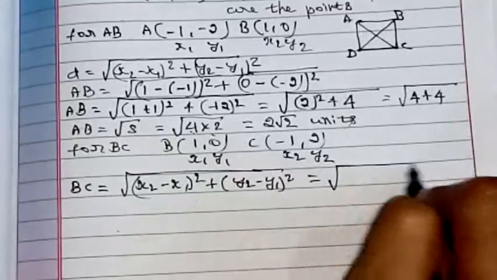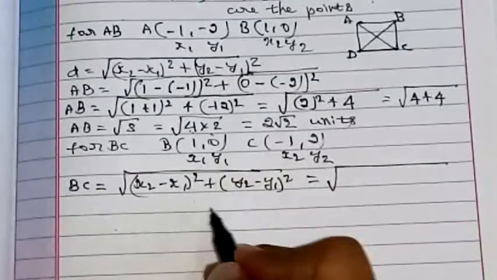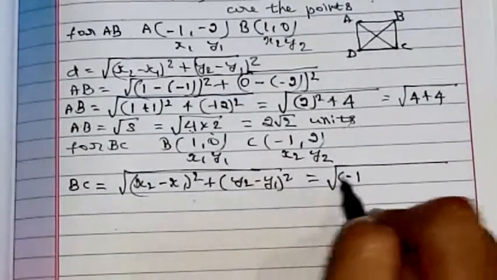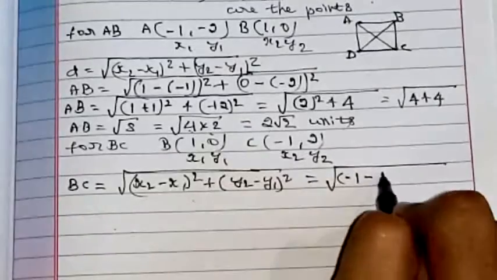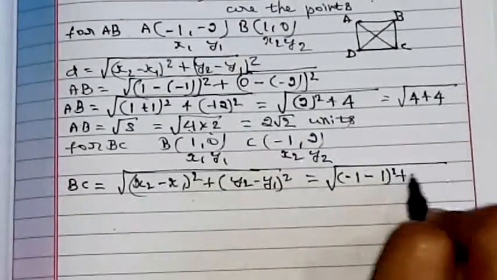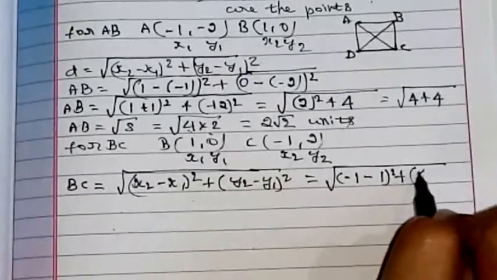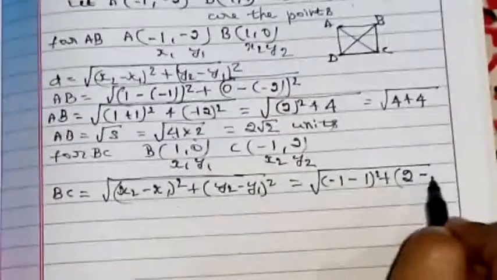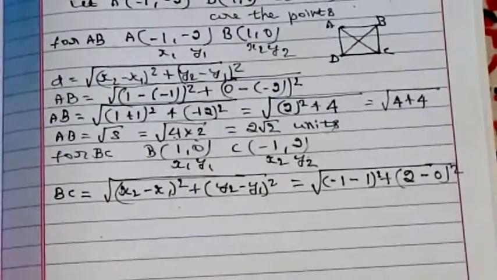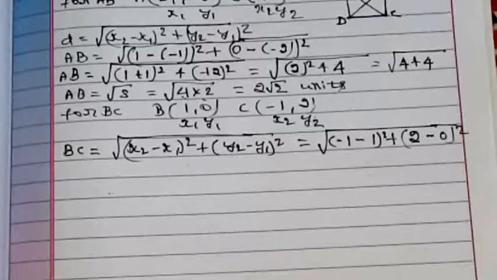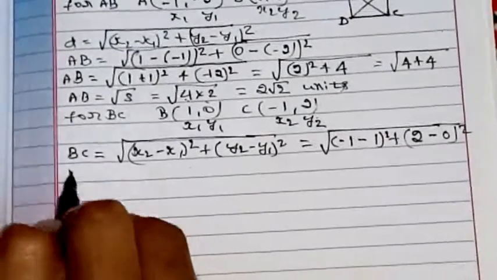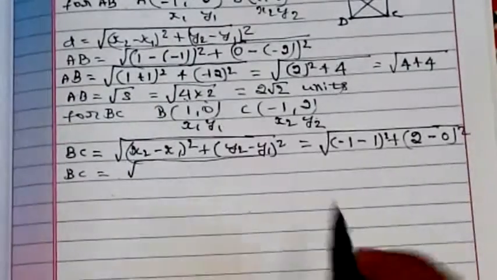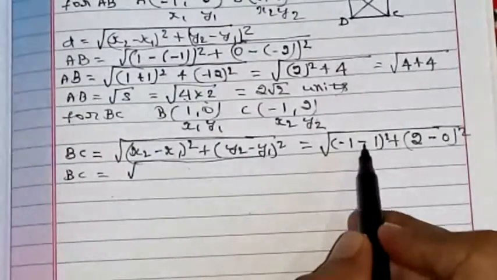Therefore that equals square root of, x2 is minus 1, so minus, what is x1? x1 is 1, whole square, plus, what is y2? y2 is 2. And what is y1? y1 is 0, so 0 whole square. Right, children? Now simplify this. So BC is equal to square root of, minus into minus is plus, so therefore you need to add.